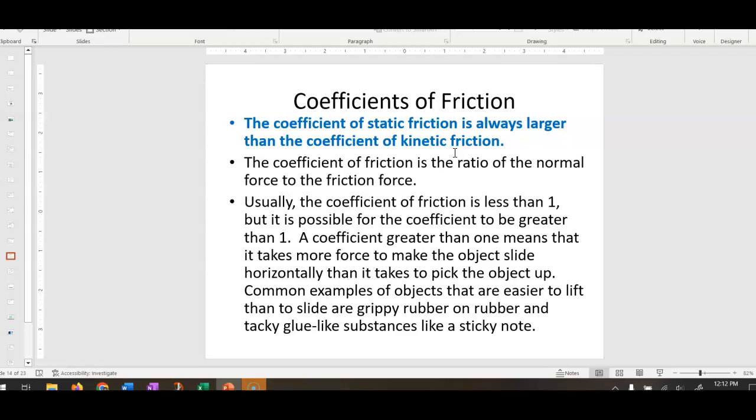And there are no units. The coefficient is a dimensionless quantity because the coefficient of friction is the ratio of the normal force to the friction force.